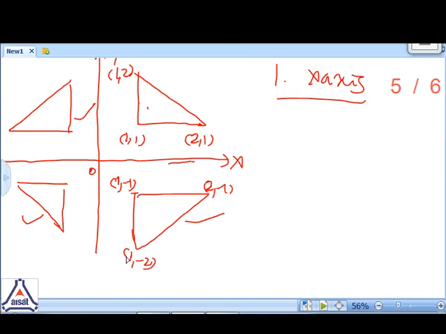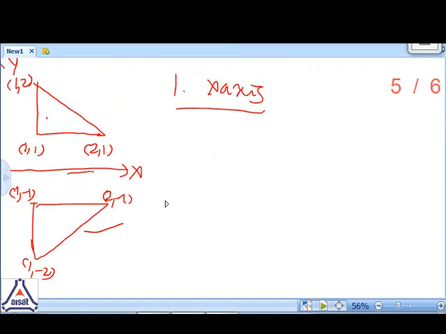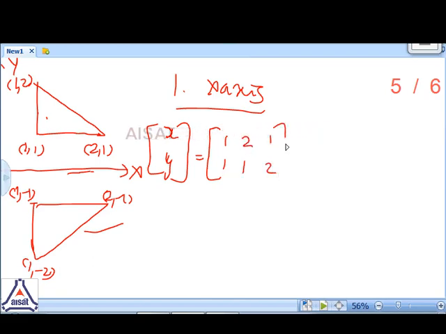What happened? There is a change in only the y coordinates, or simply we are multiplying the y coordinates with minus 1. So, in matrix form, this is our initial coordinates 1, 1, 2, 1, and 1, 2. In order to get the final coordinates of the object reflected about x-axis, we have to multiply it with 1, 0, 0, minus 1. So, this matrix is known as the reflection matrix represented by R.